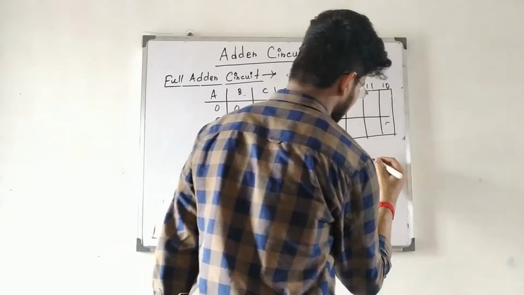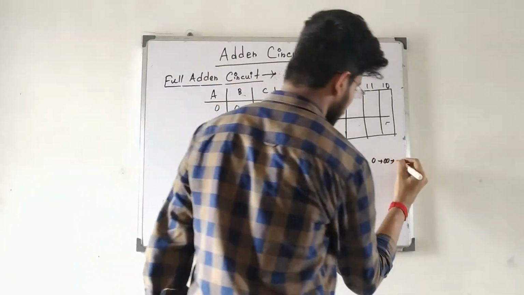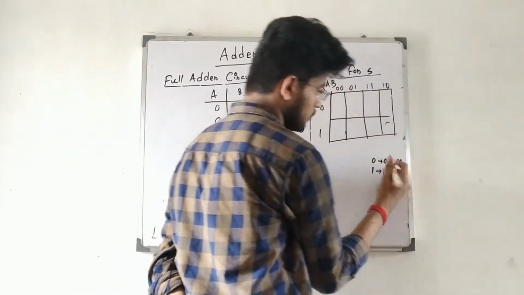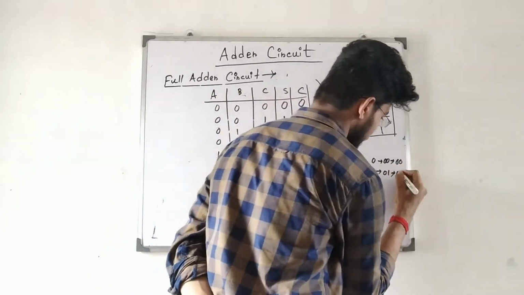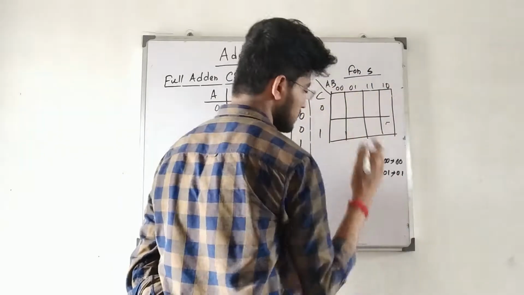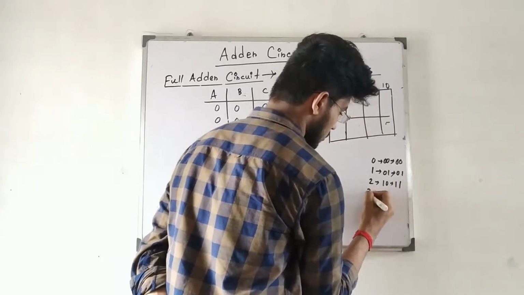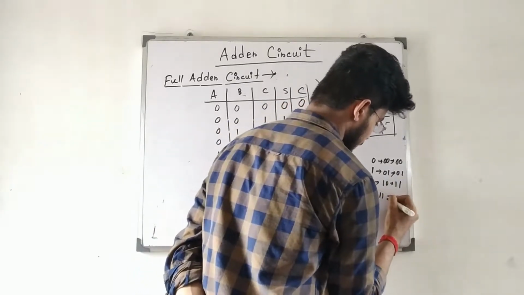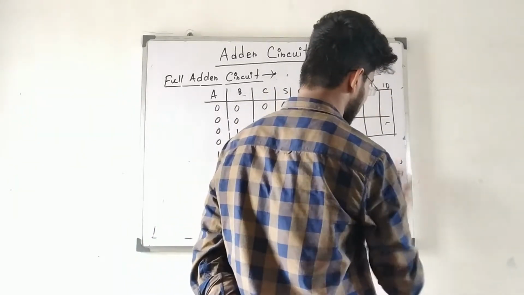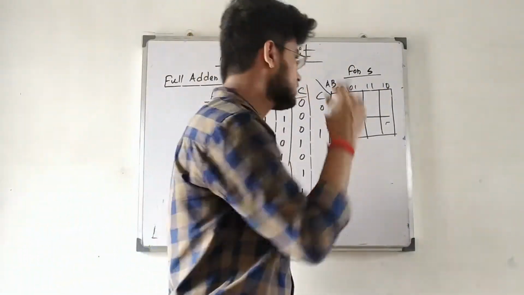So if we find the Gray code of 0, that means 00. The Gray code of 1 is 01: 0 stays, and 0 plus 1 is 1. What is the Gray code of 2? 2 means 10: 1 stays, and 1 plus 0 is 1, giving 11. What is the Gray code of 3? 3 means 11: 1 stays, and 1 plus 1 is 0, giving 10. This is the record of 0, 1, 2, 3 that will be put in the K-map. You can see this from here.